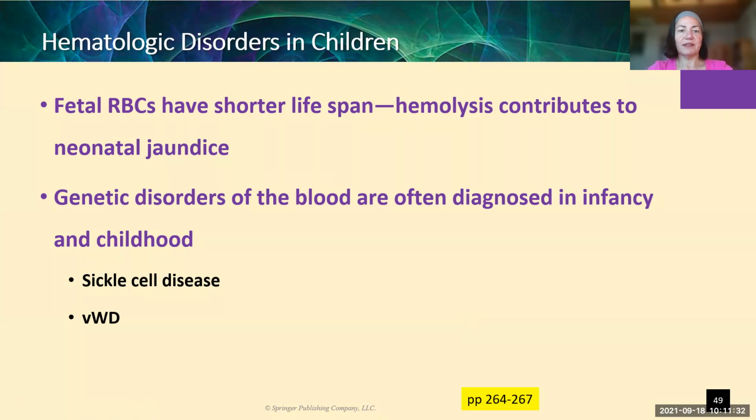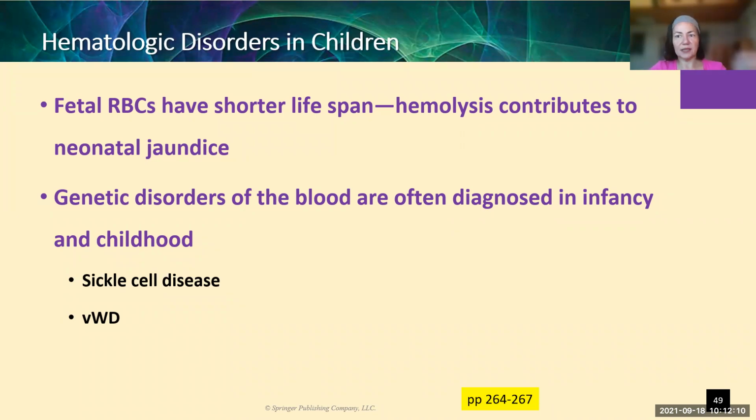Okay, finish up with pediatric considerations and then geriatric considerations. So hematological disorders in kids: fetal red blood cells have a shorter lifespan. The hemolysis contributes to neonatal jaundice. I'll see if I can say this briefly so you can understand it quickly. When a baby is born, we go from hemoglobin F, the fetal hemoglobin, which has a very high affinity for oxygen, and we switch over to making hemoglobin A, which still has an affinity for oxygen.